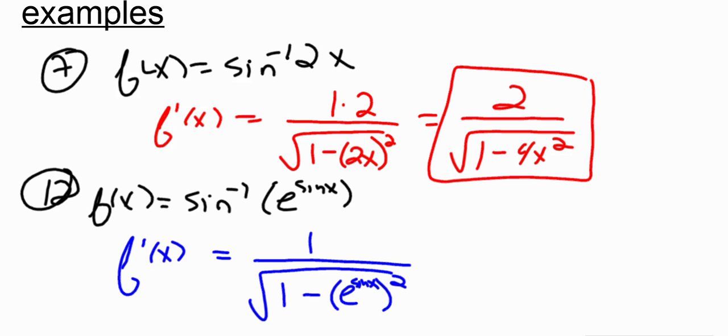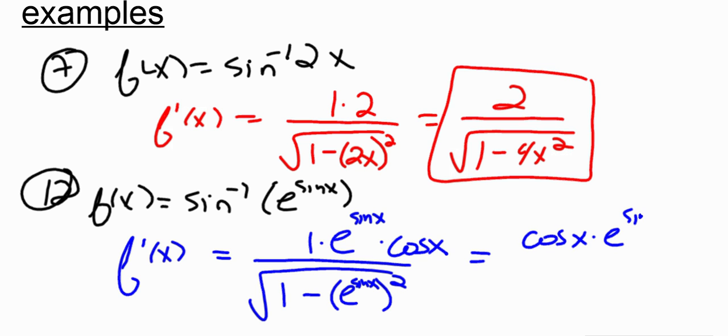Then I also notice I have to take the derivative of the inside function. So I'm going to multiply by e to the sine x. But then remember, it's not just e to the x. I have to take the derivative of sine x, which would be cosine x. Going and simplifying this expression, I'll have cosine x times e to the sine x over the square root of 1 minus e to the 2 sine x.